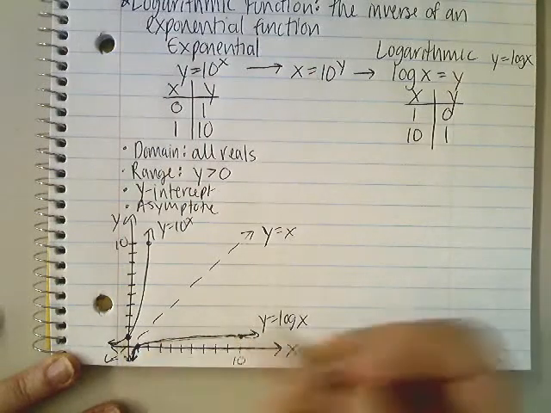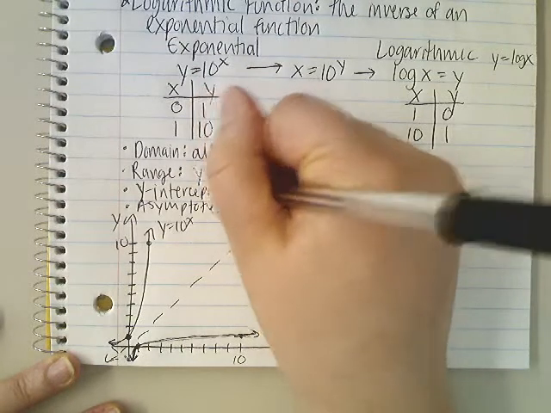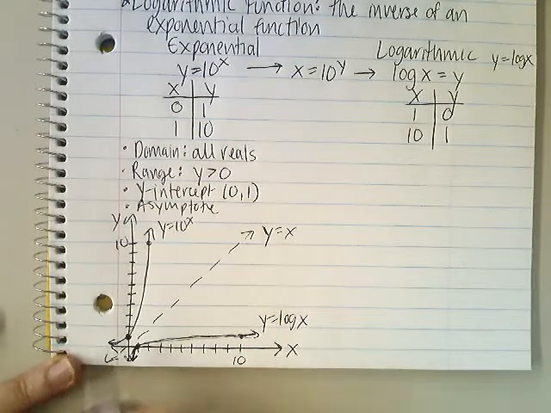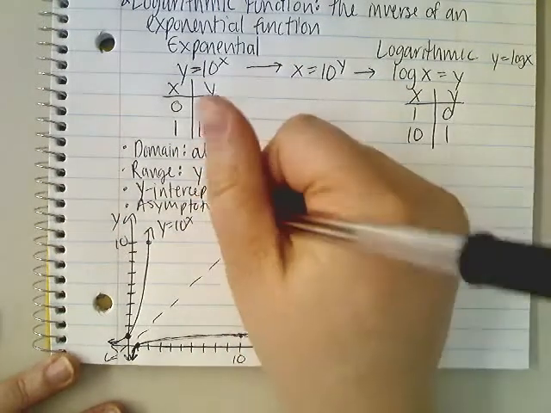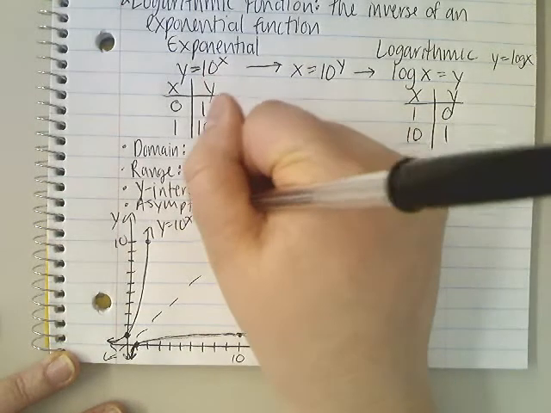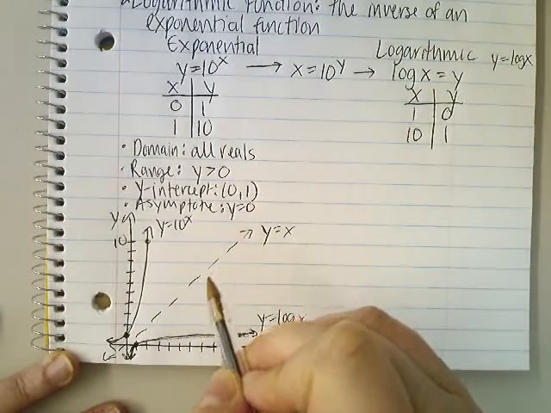The y-intercept in most situations, unless there's transformations, is going to be at the point (0, 1). And the asymptote is always going to be on my x-axis, which is when y is equal to 0. So your asymptote is always going to be at y equals 0. So these are the key features of our exponential functions.